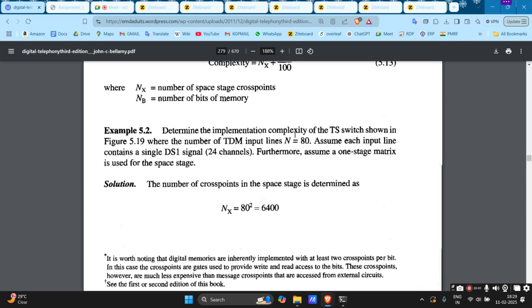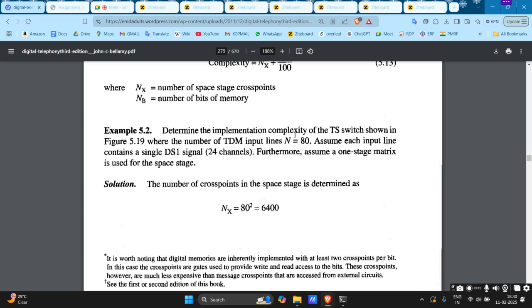Furthermore, assume a one-stage matrix is used for the space stage. So one-stage matrix means n cross n cross points. If there were three-stage matrices, as discussed in the previous week, then you will have a different formula that is usually proportional to n by n whole n by k whole square, where k is the number of intermediate stage switches, but we will not be going into that here. Here it is a one-stage matrix used in the space stage.